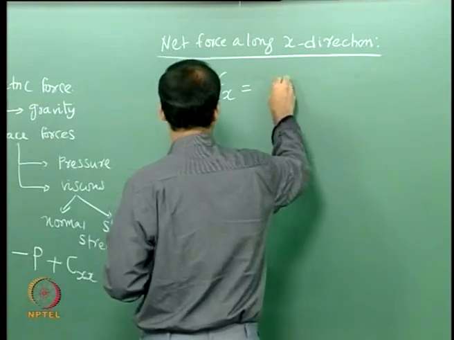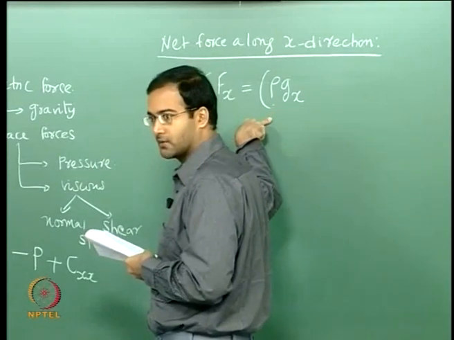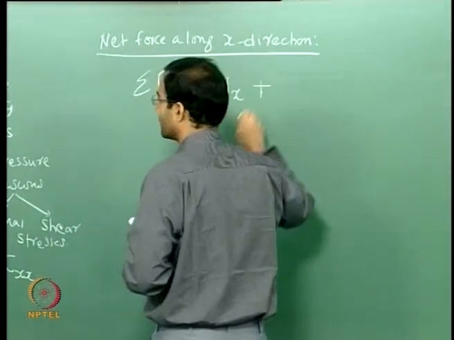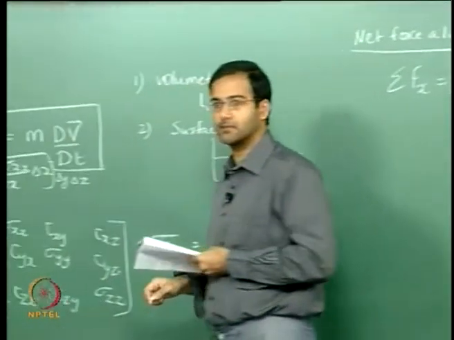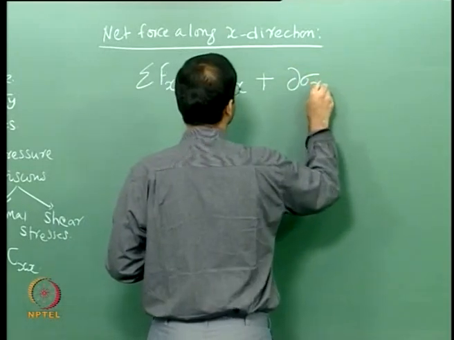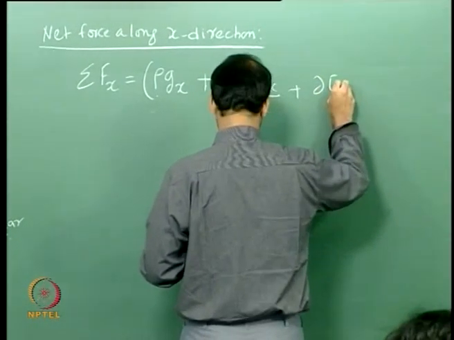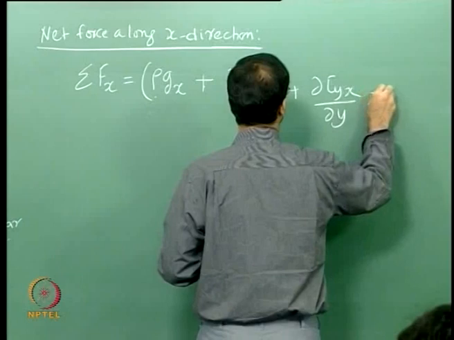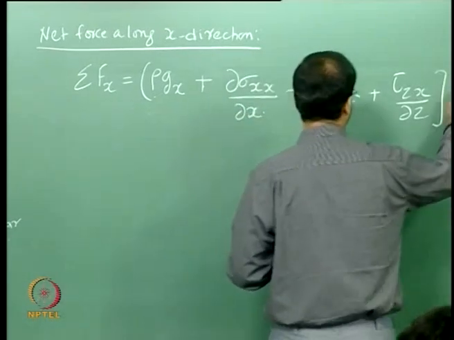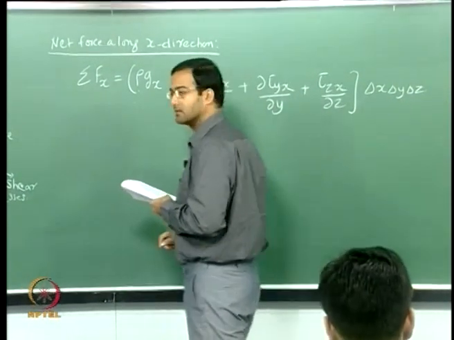Of course, you have your gravitational force, okay, per unit volume. If you multiply by the volume of the control volume, that will be the net force acting on that control volume. And what should be the other shear stress terms? Plus d sigma xx by dx, okay, plus d tau yx by dy plus d tau zx by dz, and of course this has to be multiplied by delta x, delta y, delta z, right?